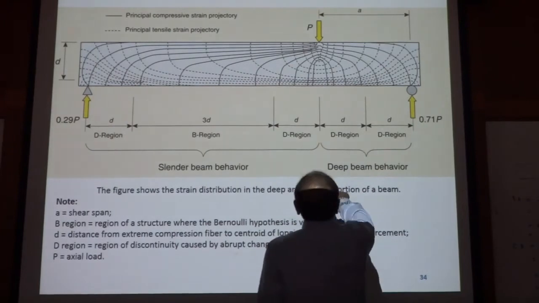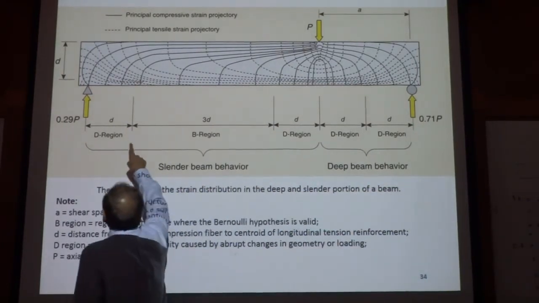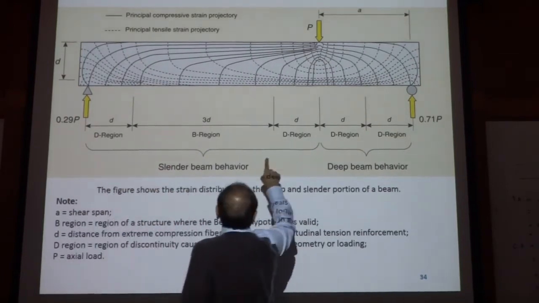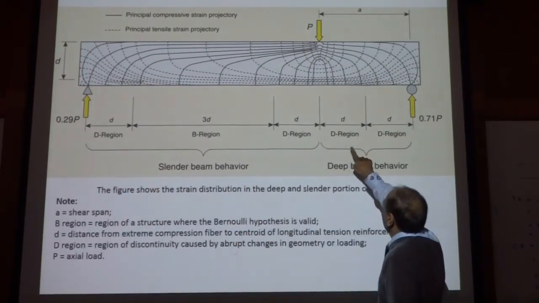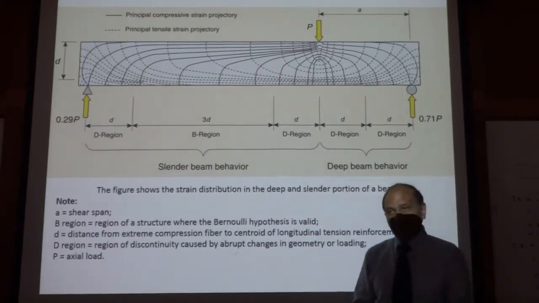So this one is deep beam behavior and this one is slender beam behavior, and out of that there's also a D region. This is interesting. This is deep beam behavior. Why?